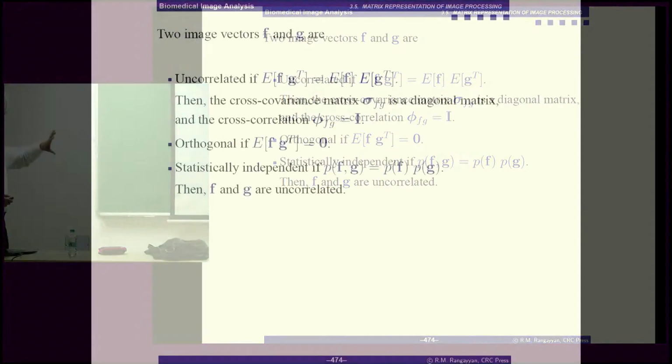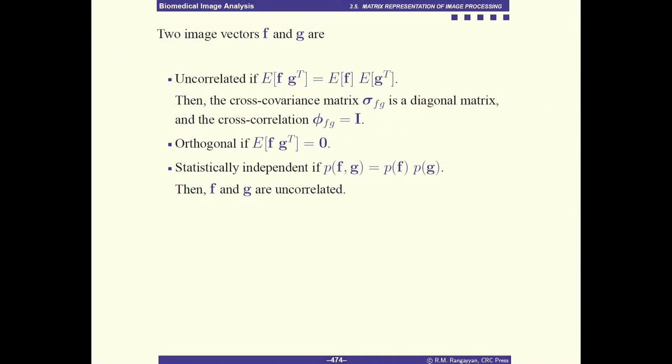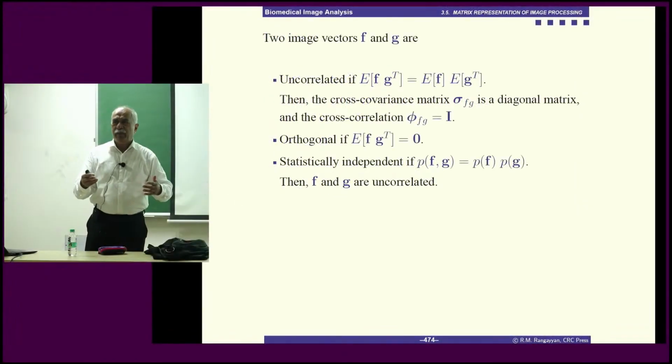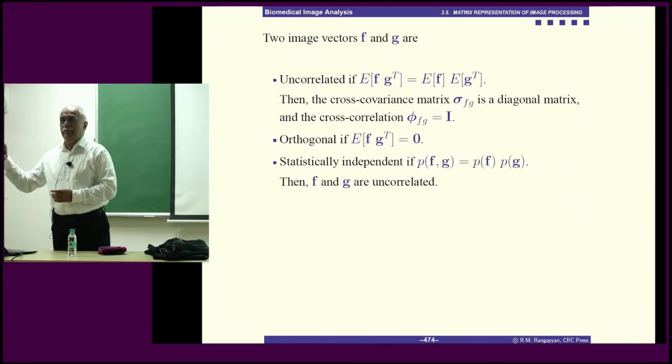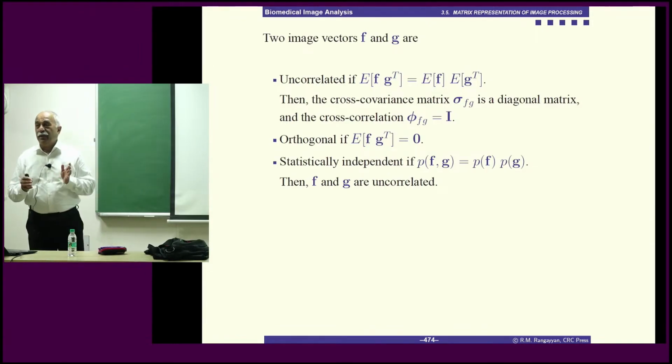So these are some basic statistical properties expressed now using this matrix notation, which of course you would do with ordinary variables. Expectation of xy is expectation of x times expectation of y, where x and y are just scalar variables. But now they are matrices representing entire images.